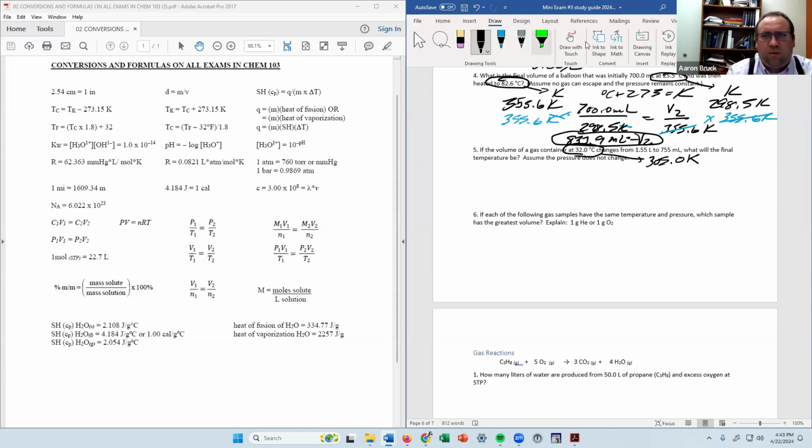The other problem that we have here is that we have a unit mismatch. We've got liters for one unit and milliliters for the other. You just have to convert one to the other. I'll convert this real quick because sliding the decimal, dividing by 1,000, is pretty easy. So 0.755 liters instead of 755 milliliters.